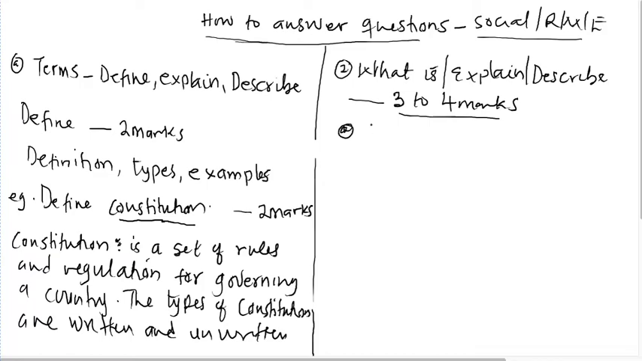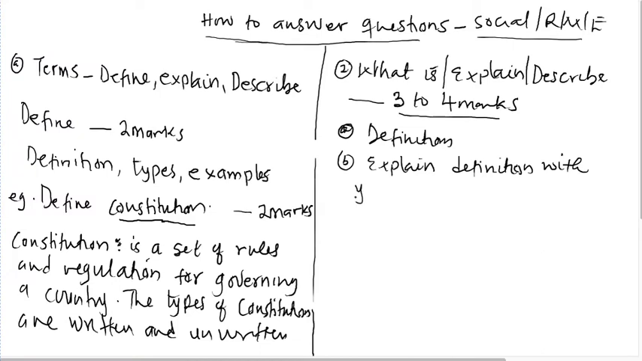Step A, you write the definition. Then B, explain the definition with your own words, if possible. So you should do that. Then you can write the types and you can write examples.